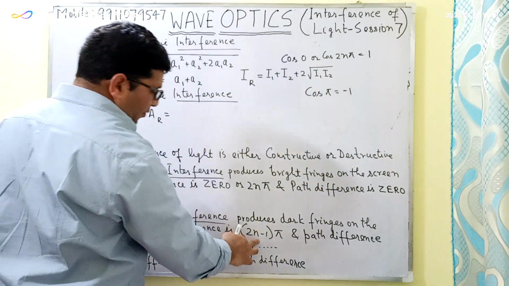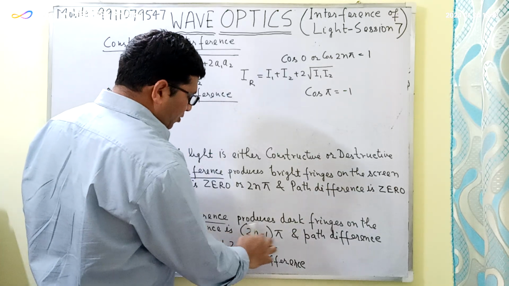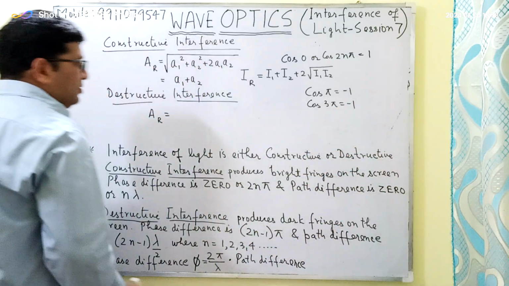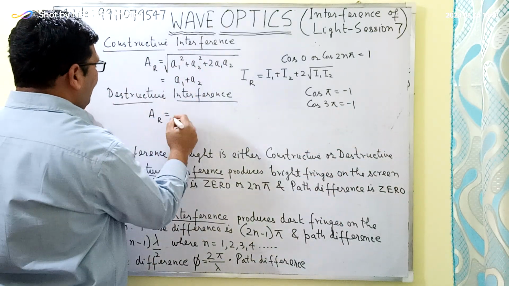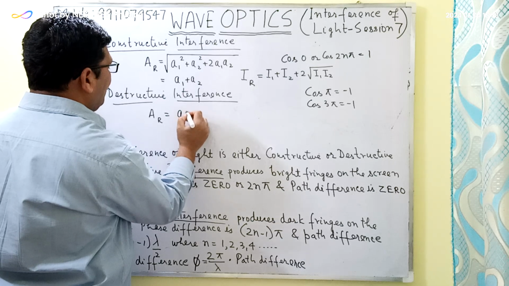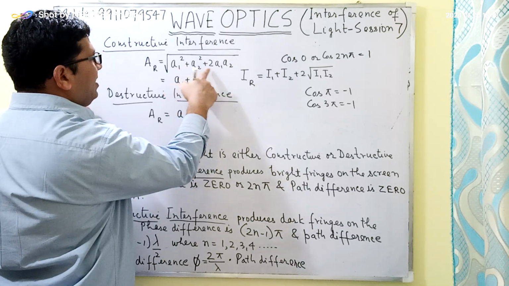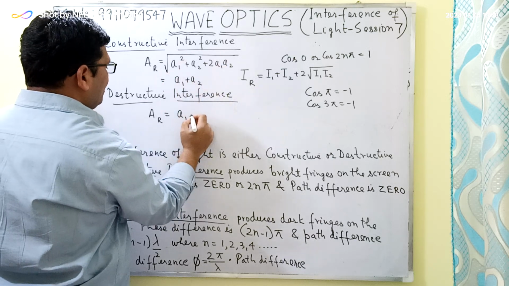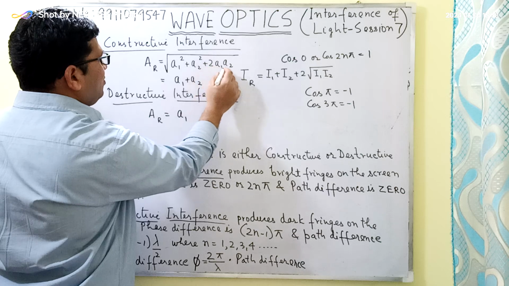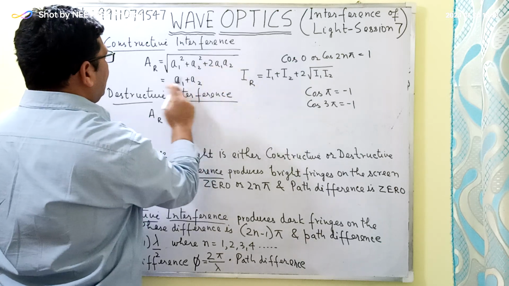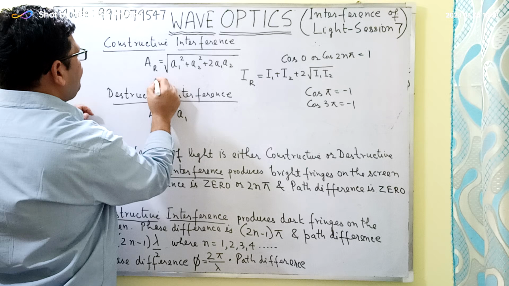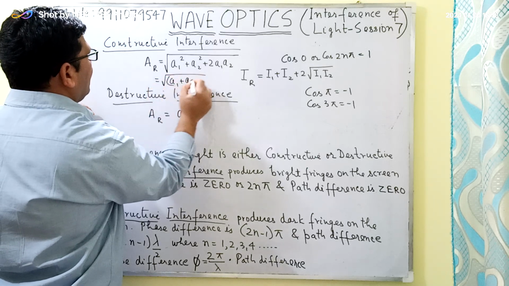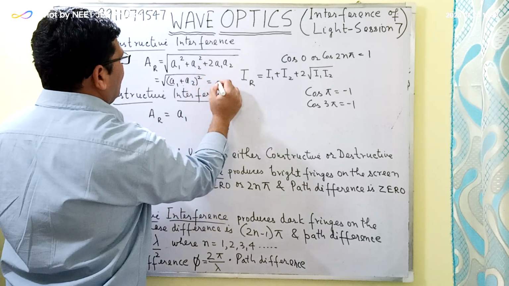If you put n equal to 2, you will get 4 minus 1, that is equal to 3 pi. So cos 3 pi is also equal to minus 1. So we can say that the resultant amplitude in this case will be equal to under root A1 square plus A2 square minus 2 A1 A2. This is basically equal to under root of (A1 minus A2) whole square.